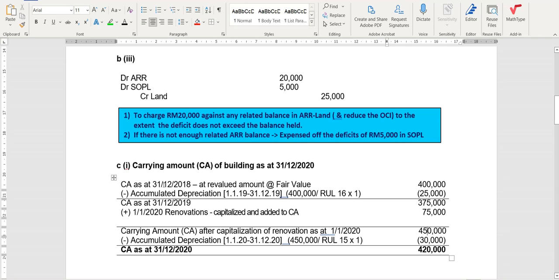You don't have to start from the beginning, which is from 1st of January 2015, the date of acquisition. I'm starting from 31st of December 2015 because it was revalued on that date.